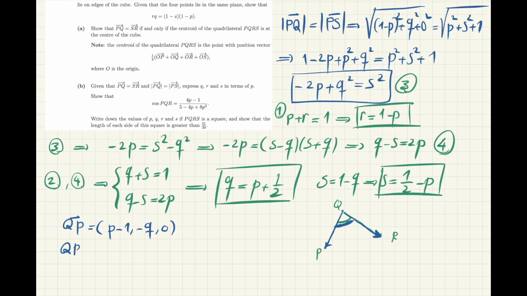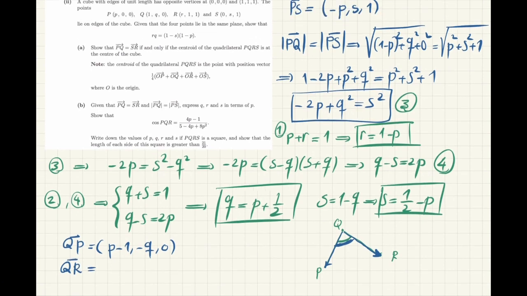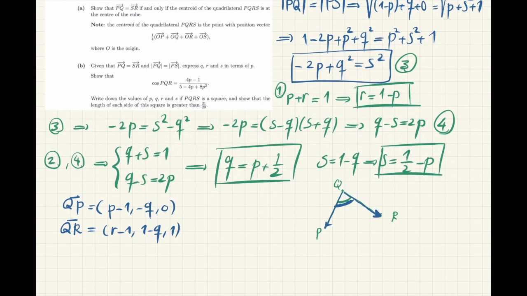QR is R minus Q. So look here, this is R, this is Q. R minus Q becomes R minus 1, 1 minus Q, and finally 1. Yes, let me double check. R minus Q, yes, R minus 1, 1 minus Q, 1, yes. Now you know the formula.